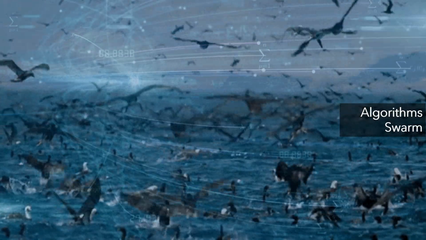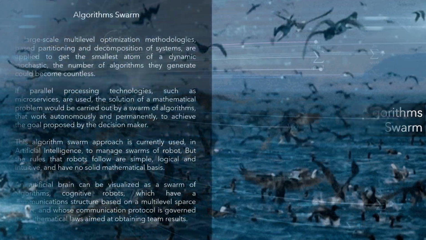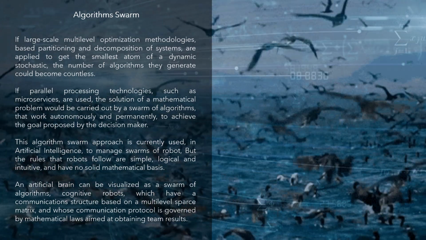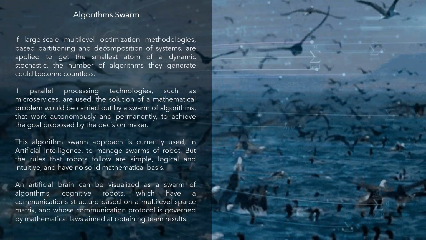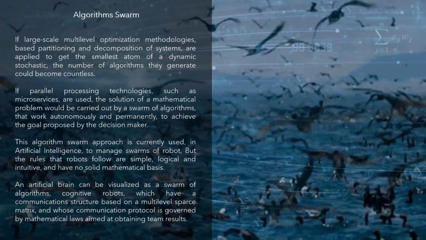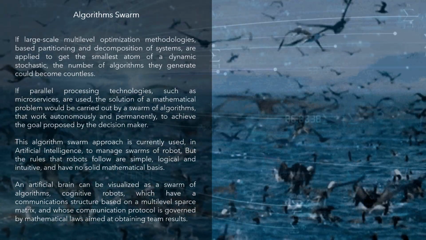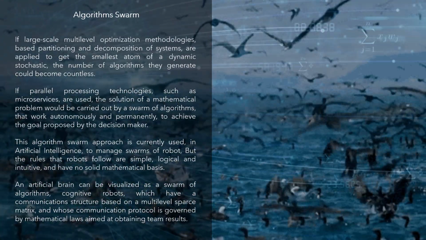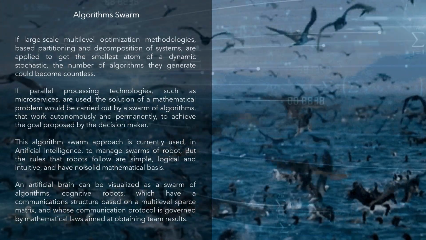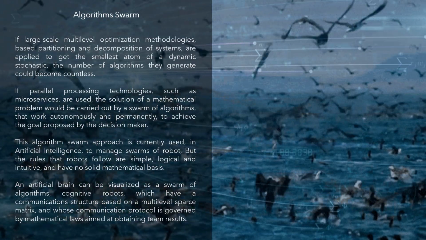Algorithms swarm, the actual state of artificial intelligence using artificial brains. If large-scale multi-level optimization methodologies, based on partitioning and decomposition of systems, are applied to get the smallest atom of a dynamic stochastic system, the number of algorithms they generate could become countless. If parallel processing technologies, such as microservices, are used, the solution of a mathematical problem would be carried out by a swarm of algorithms that work autonomously and permanently to achieve the goal proposed by the decision maker.